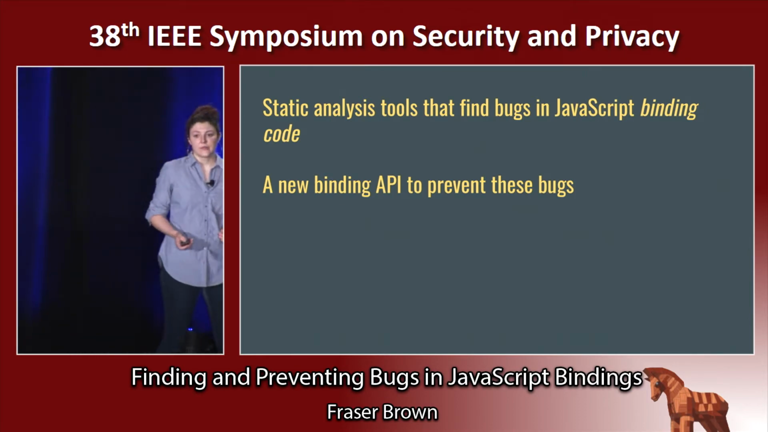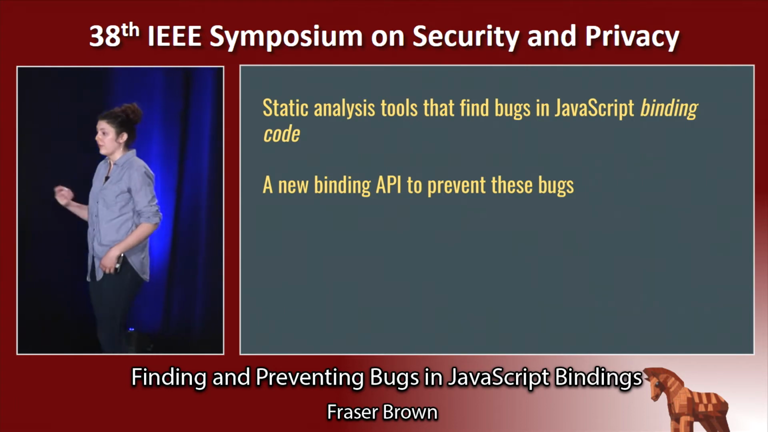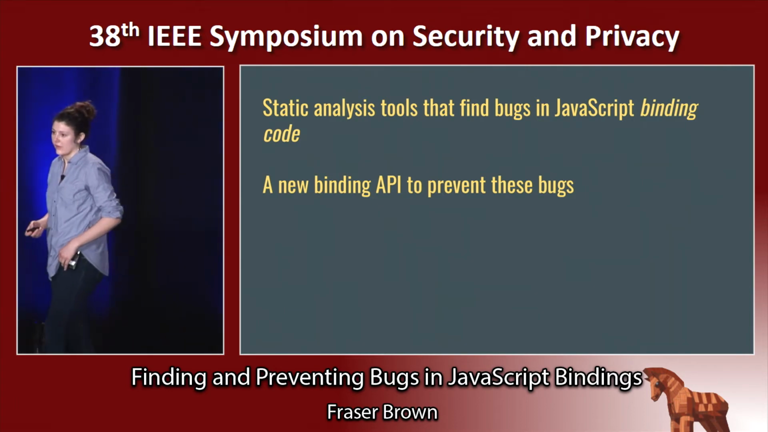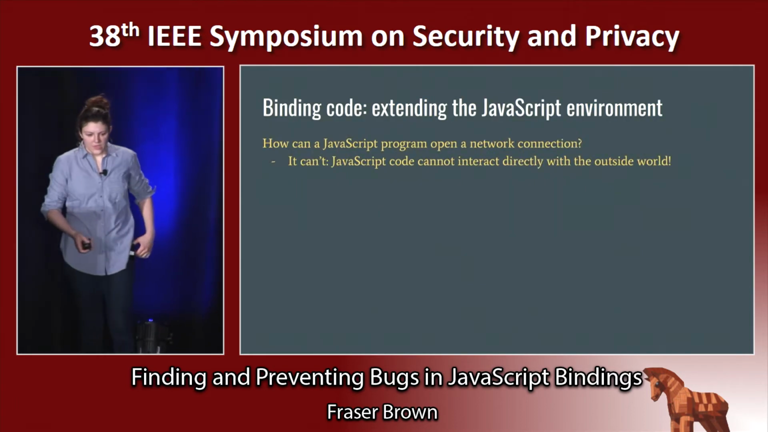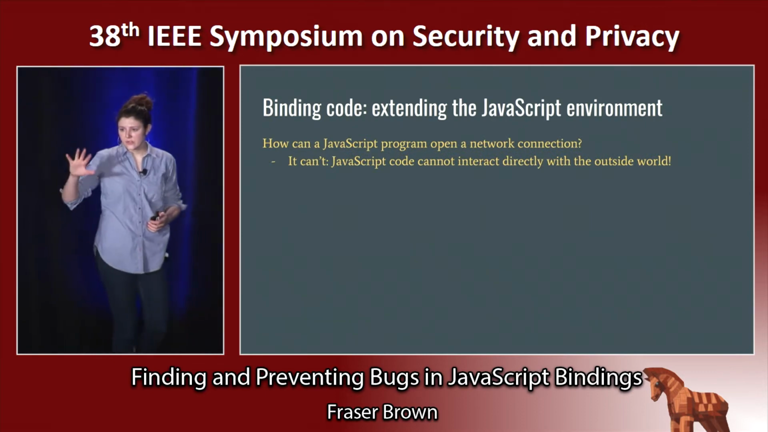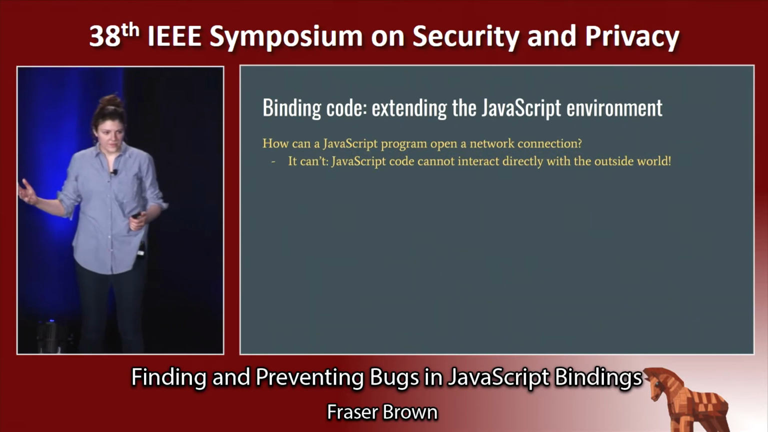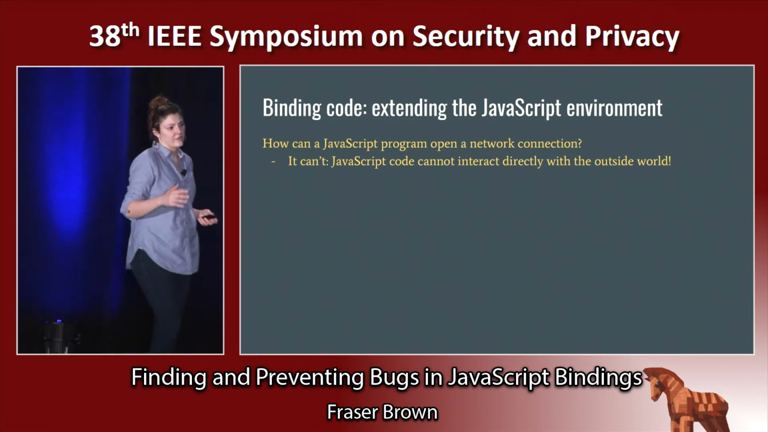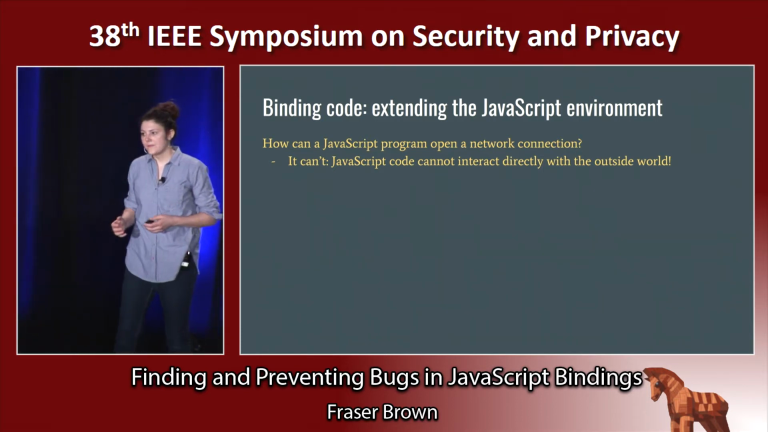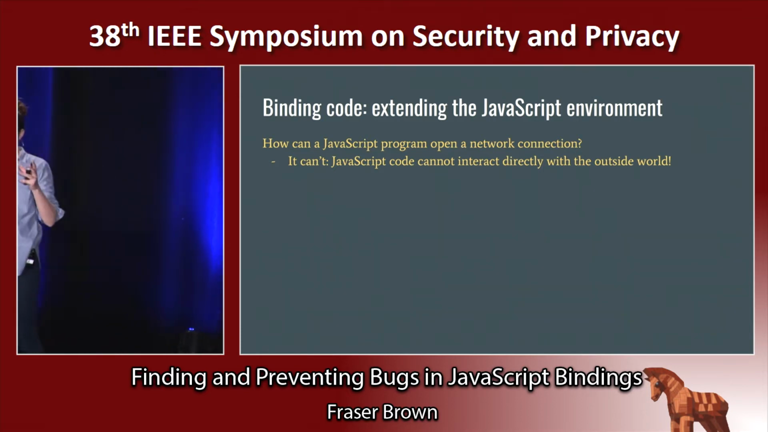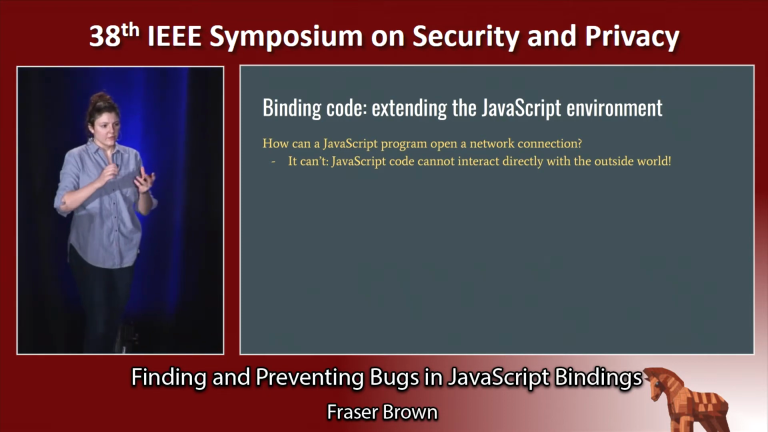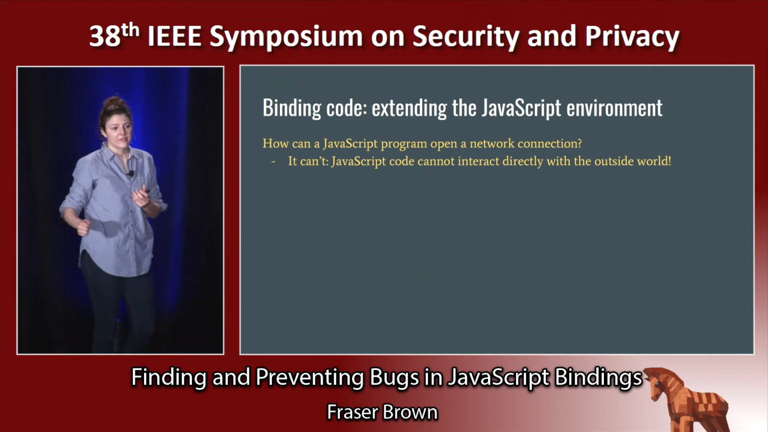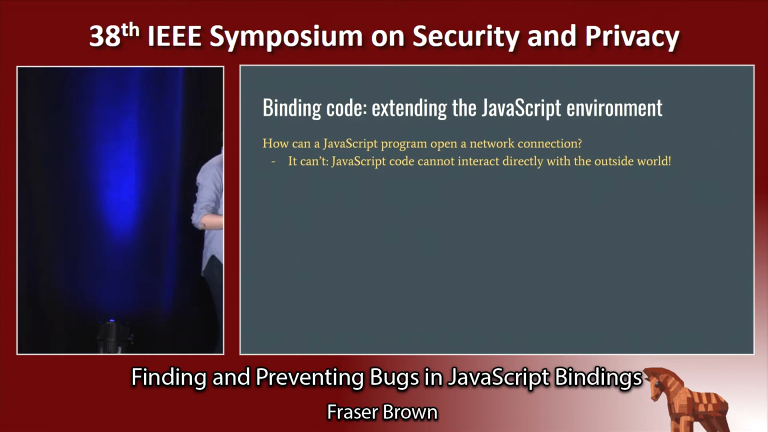But before I can talk about that, I have to talk a little bit about binding code and, as a consequence, about JavaScript. So OK, let's say we have a JavaScript interpreter. It implements the JavaScript language. And we're trying to write a piece of JS that connects to the network. But we're sort of stuck in interpreter land, right? So we need to somehow be able to reach outside of that in order to establish this connection.